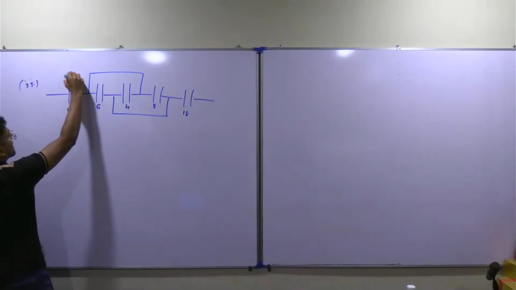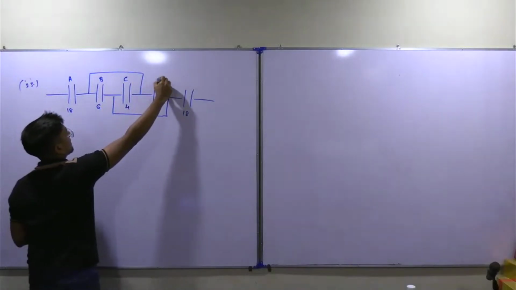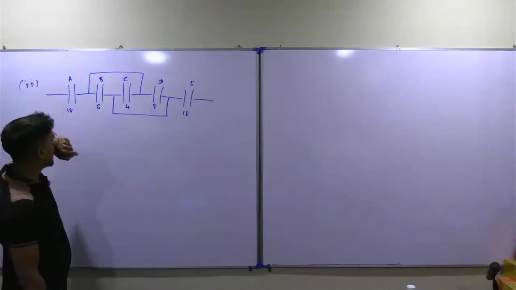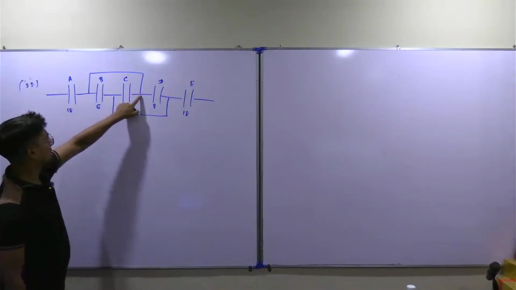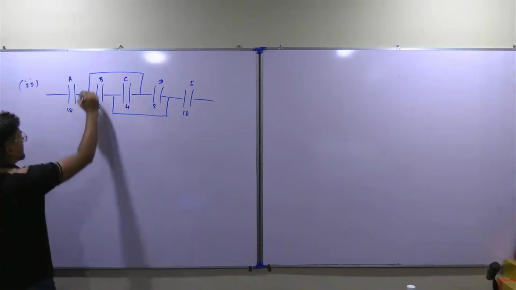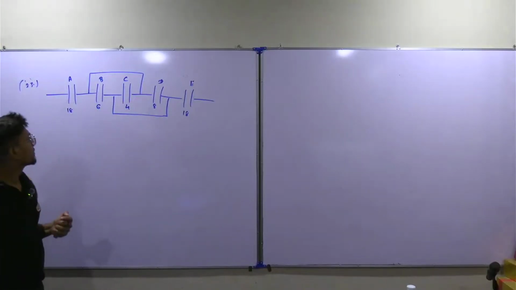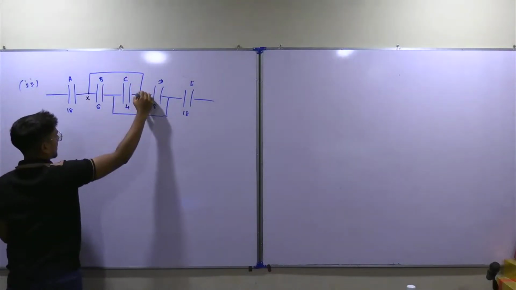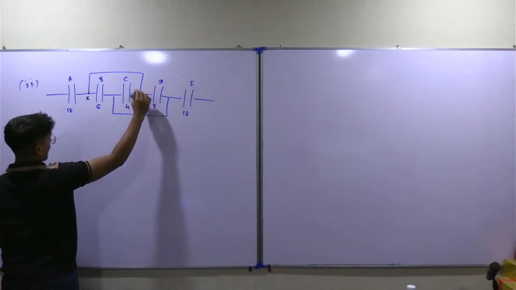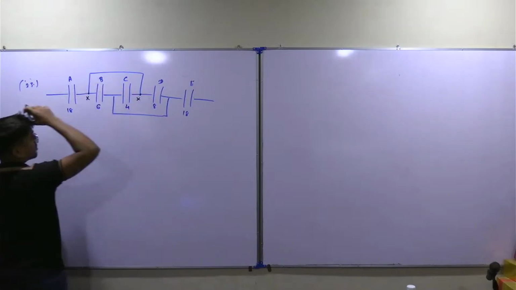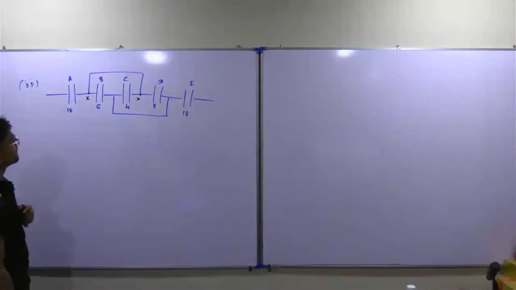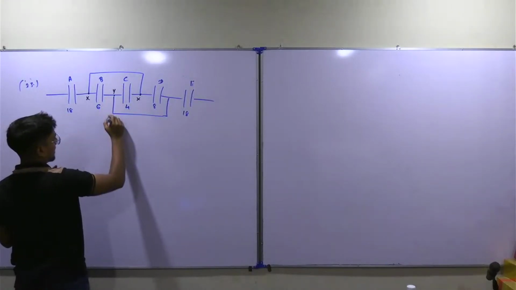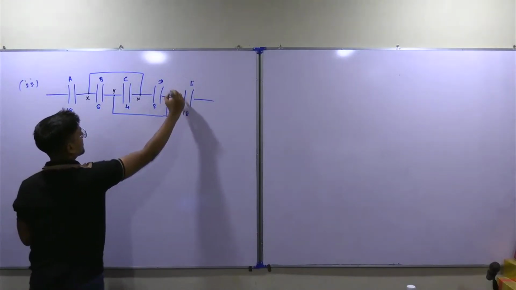This is capacitor A, this is capacitor B, C, D, and E, right? So when you consider B, C, and D, this terminal is connected to this terminal. Let's say this terminal is terminal X. This terminal is also X, same wire, so same potential, right? So this terminal should also be X. If this point is Y, same wire, this point is Y, right?